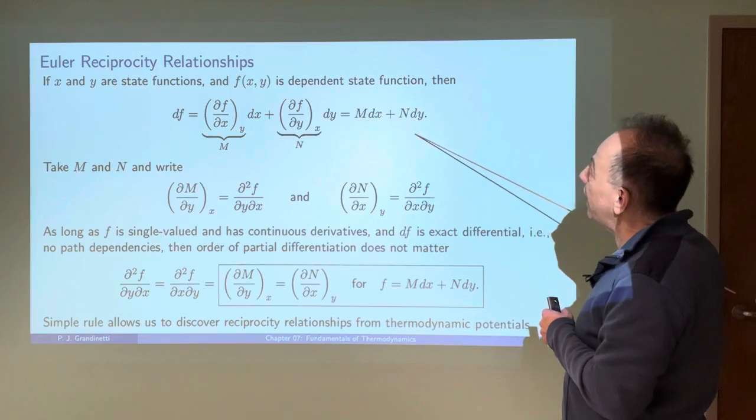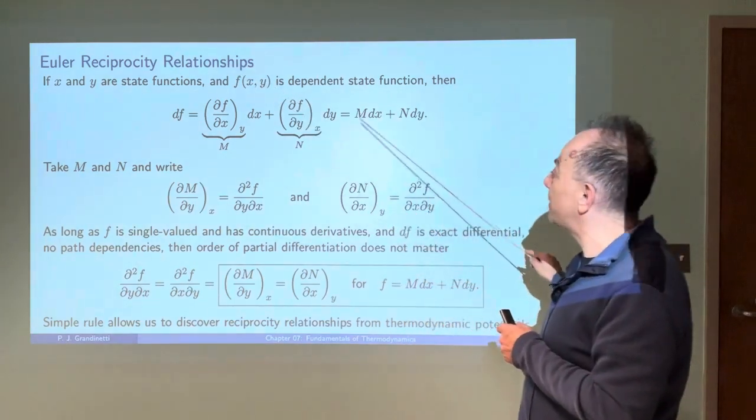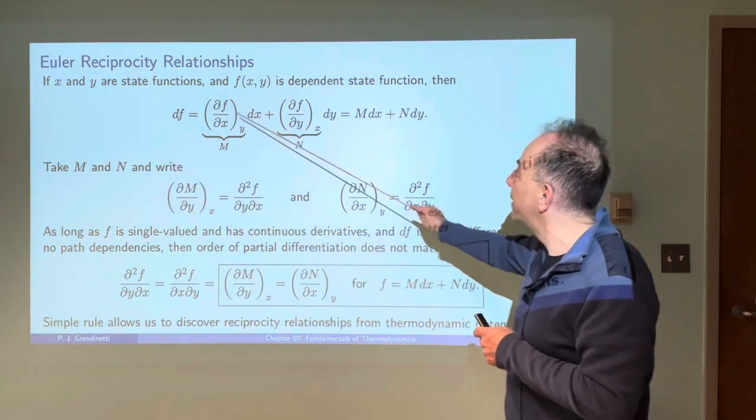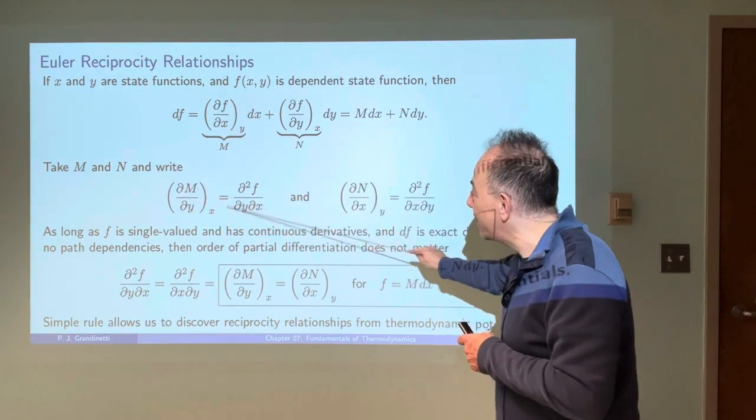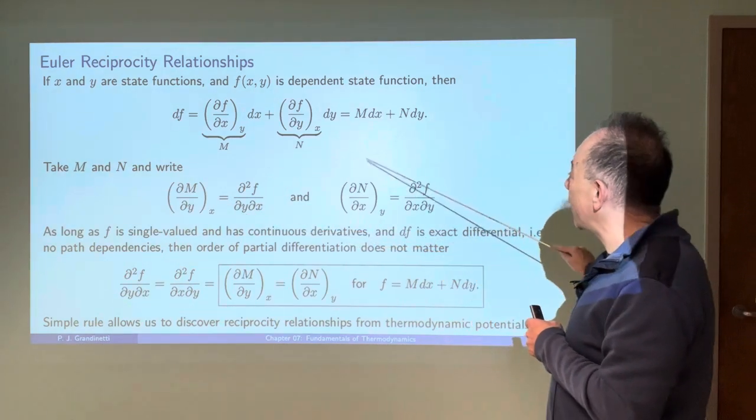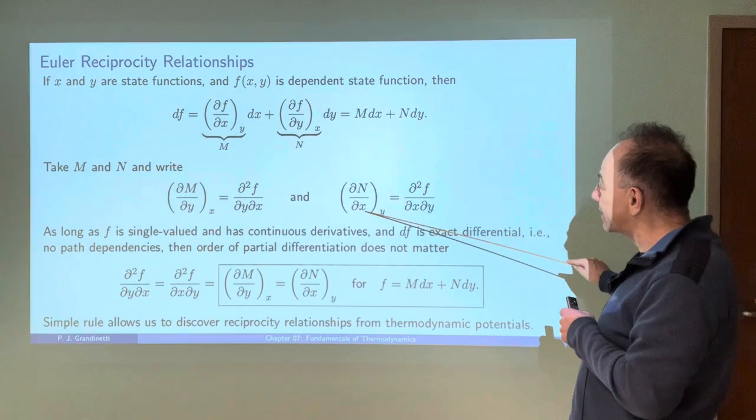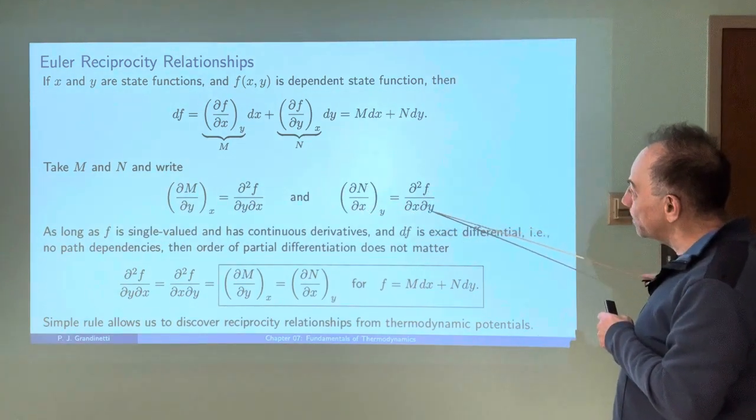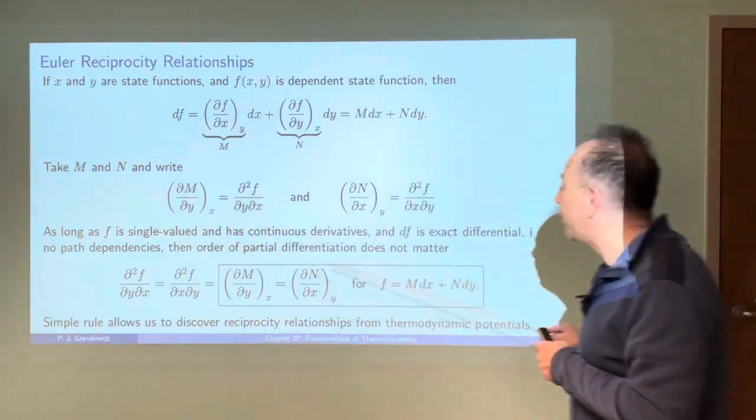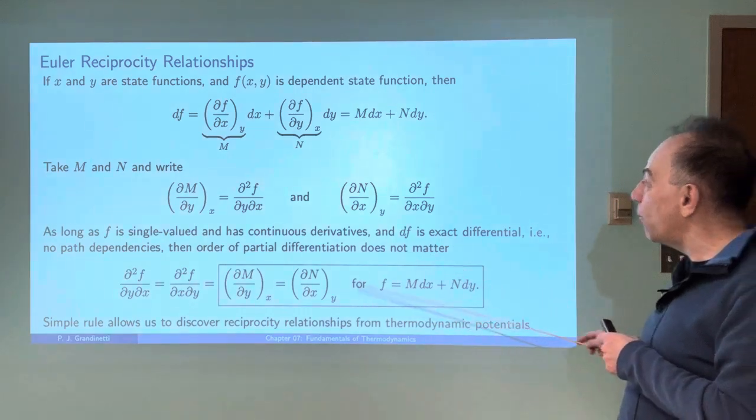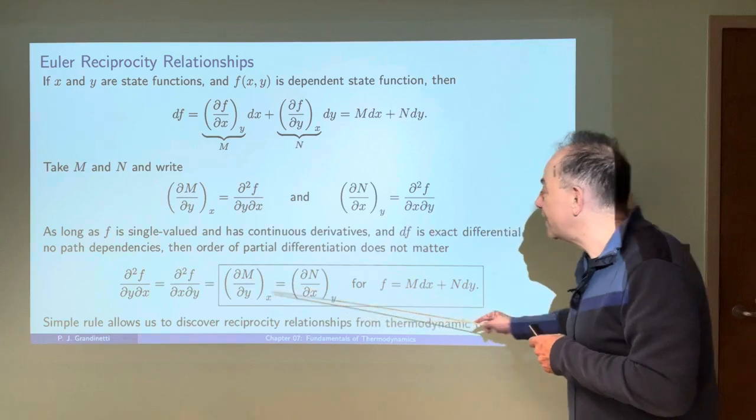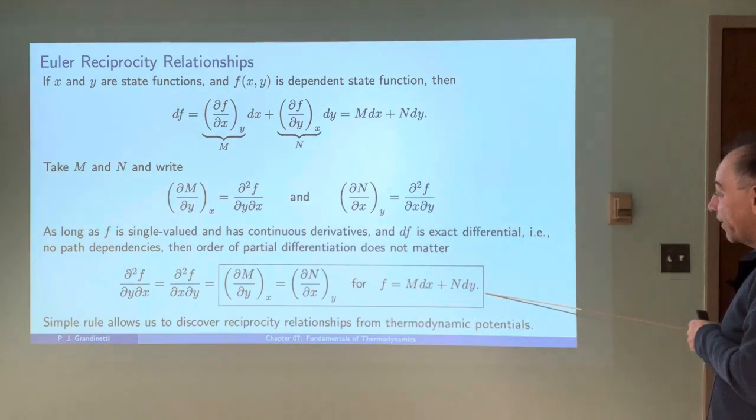And so Euler's reciprocity relationship tells us that if you further take the derivative of m with respect to y, remember m is the derivative with respect to x, then it becomes the second derivative of f, first with respect to x and then with respect to y. Whereas if you do the derivative of n with respect to x, then it becomes the second derivative of f, first with respect to y and then with respect to x. And if f is a state function that's single valued and has continuous derivatives, then what we find is that the order doesn't matter, and that this partial is equal to this partial for this kind of expression.